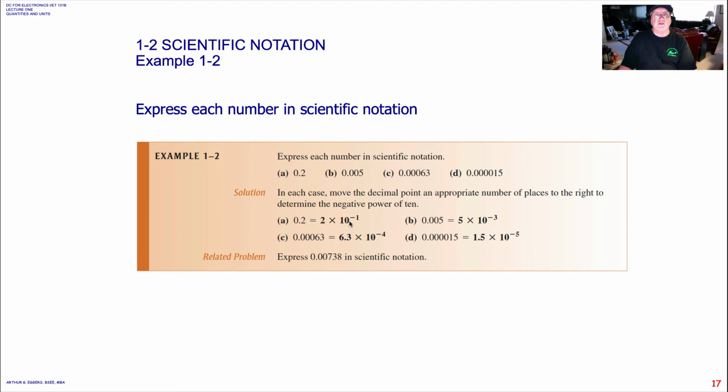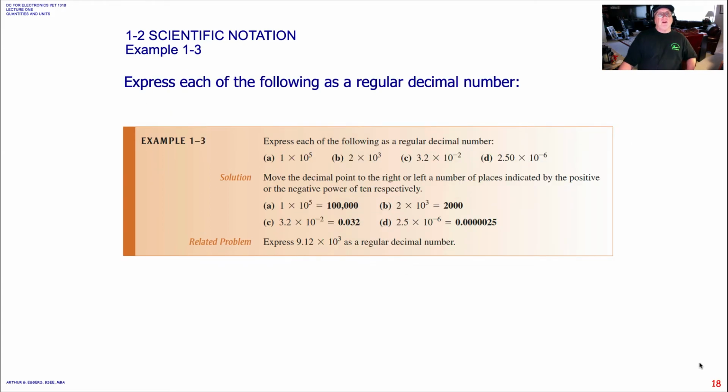2/10 becomes 2 times 10 to the minus 1. 0.005 becomes 5 times 10 to the minus 3. This becomes 6.3 times 10 to the minus 4. And 1.5 times 10 to the minus 5. So it takes a little bit of practice. You just have to look and remember which way you're moving the decimal point in order to do those conversions.